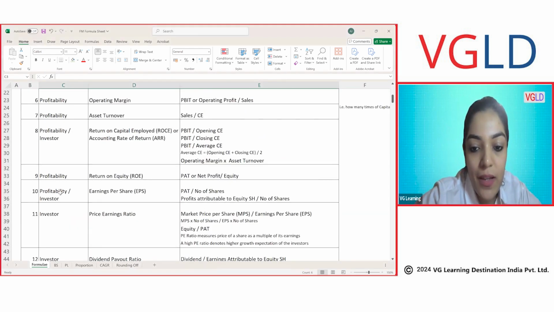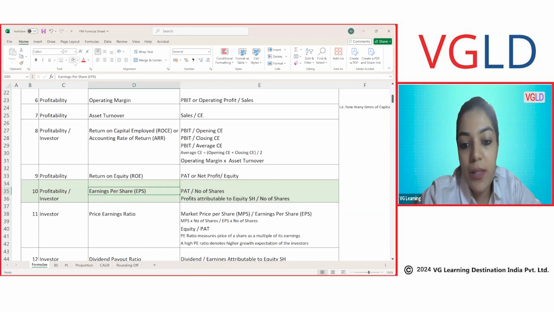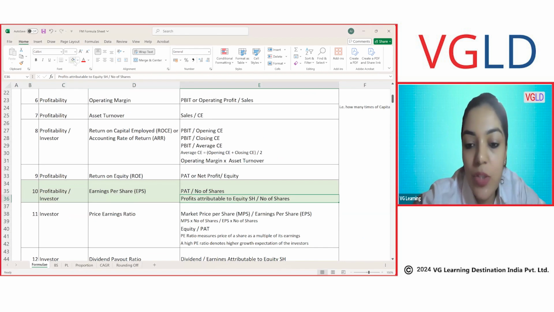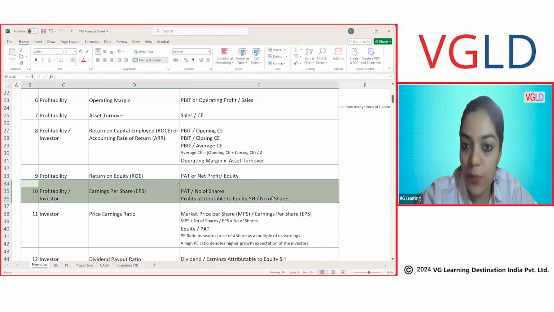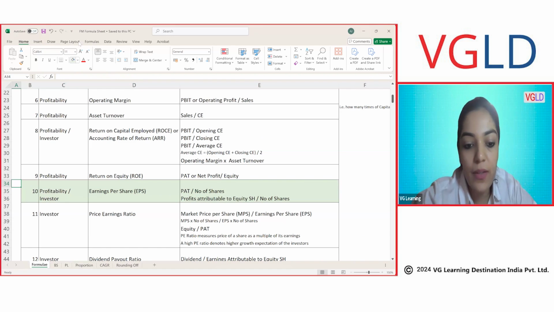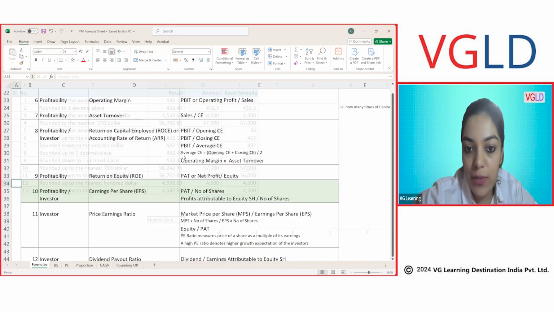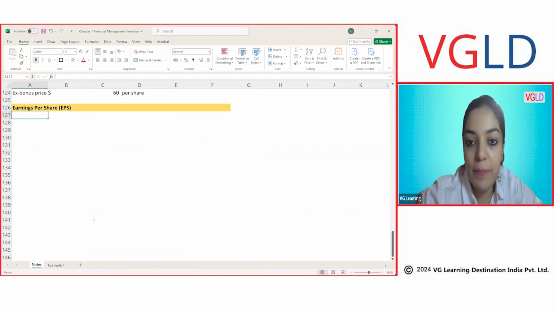Okay. All right. So EPS, see, EPS also is covered here. It is profit by number of shares, that is, profit attributable to equity shareholders divided by number of shares. All the ratios that we're going to cover in the class will be here, and I'll share this file with you. There are some other sheets also which we will cover slowly and gradually. We have already covered rounding off, right? There are some other things which I will discuss with you over time. Okay, coming back to this point, EPS.